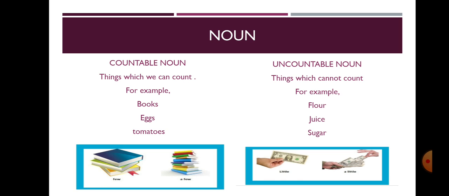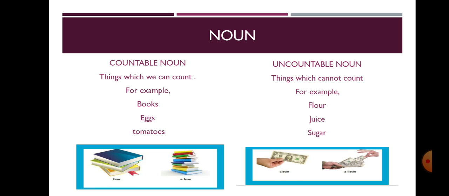So there are two types of nouns related to quantity: countable nouns and uncountable nouns. Countable nouns are the things which we can count, for example, books, eggs, tomatoes. Whereas uncountable nouns are the things which cannot be counted, for example, flour, rice, sugar.